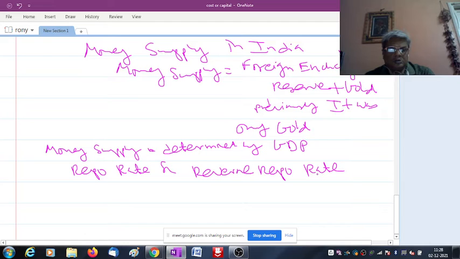Sir, repo rate is the rate at which the Reserve Bank of India lends money to commercial banks. Good, excellent. And sir, reverse repo rate is the interest offered by the RBI to the banks who deposit funds with them. Good, good, excellent.